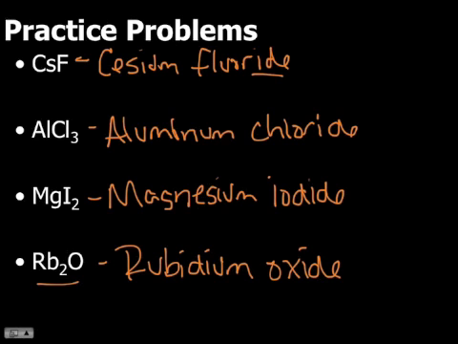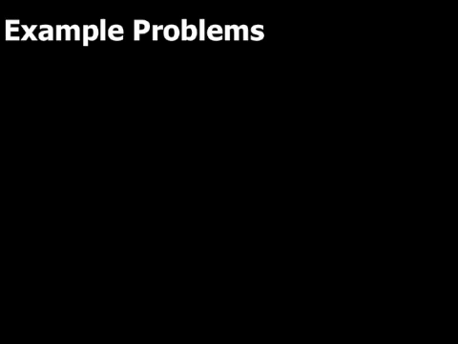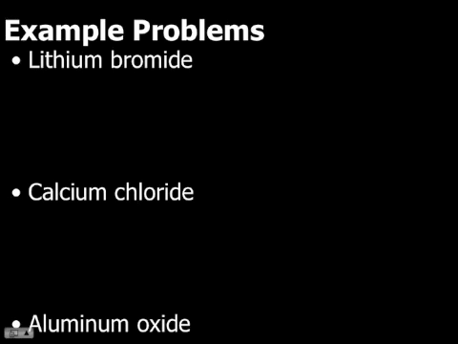Okay, the last thing we're going to look at in this screencast is how to write formulas from the names. So this is kind of working in the opposite direction. Just now we used the formulas and went to the names. Now we're going to look at writing the formulas from the names. So when you do these, all we're going to do is go back and use those charges that we talked about on the very first slide. Then we're going to look up the charges for each one of these components, and then we're going to crisscross them, which will give the balanced charge that this compound requires to be stable.